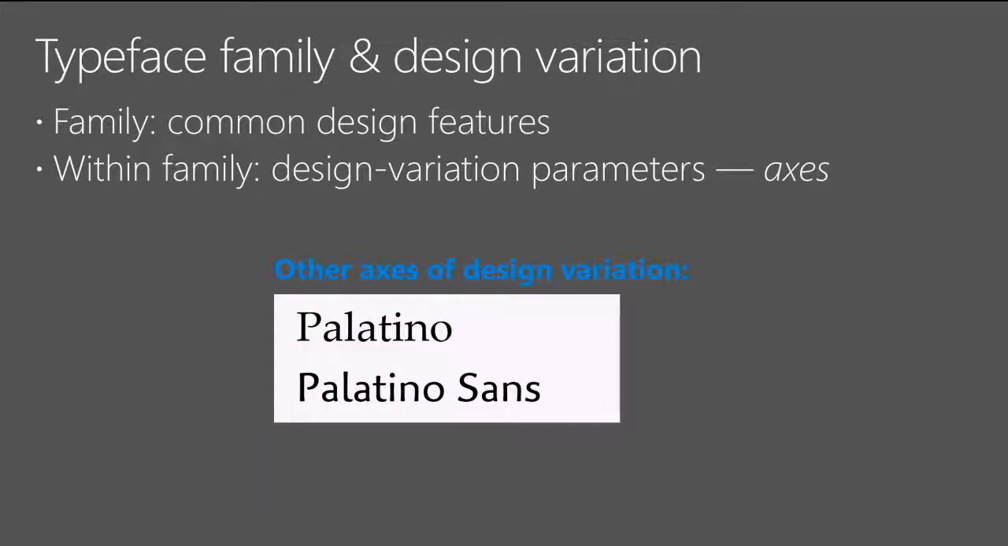A font can differ on any number of axes. For instance, in this example, the font designer has chosen serif versus sans serif as an axis of variation in their font family. It's entirely up to the particular font designer what axis of variation they want to use in their family. So these are concepts that will be important as we go forward.